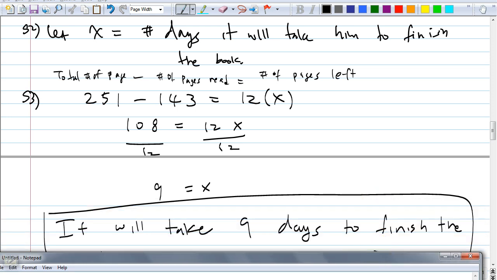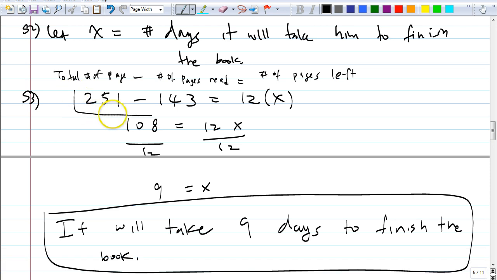Does that make sense? Is there a way to check and see whether we got this right quickly? How do we check this? Carolyn? You plug the 9 back into the equation right up here. And 108 should equal 12 times 9, right? And it does, right? Yes, sir.